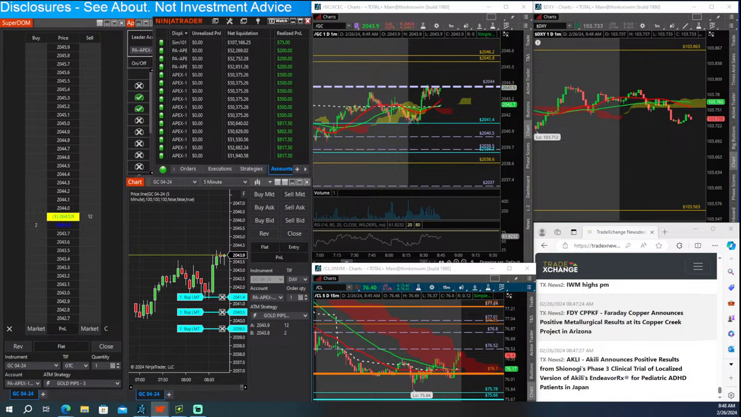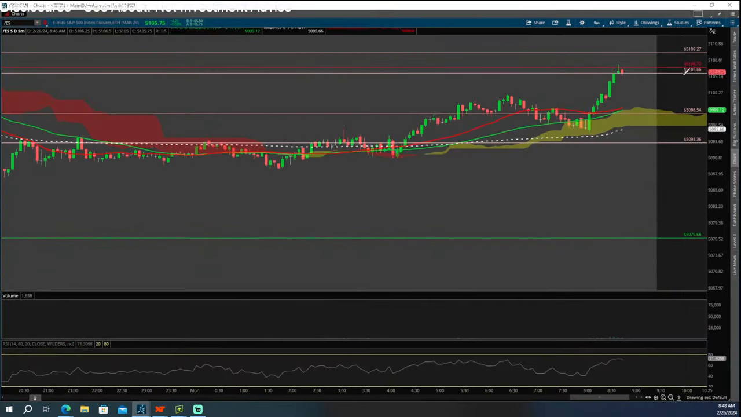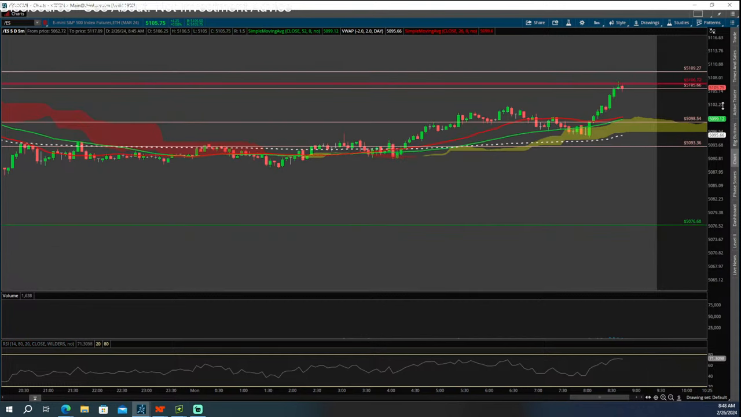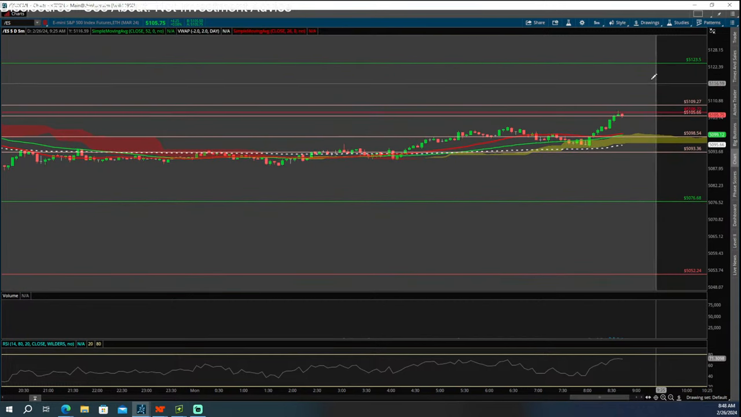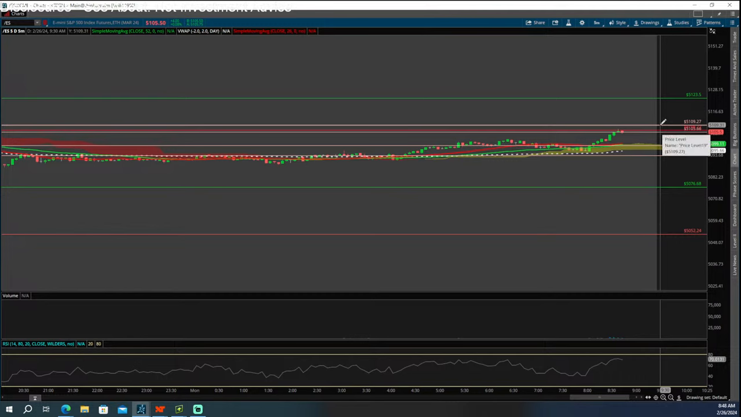Alrighty, let's see what's happening here in ES. These are really 1 hour. This was yesterday's 1 hour imbalance, high and low. And these were yesterday's last hour high, last hour low. So just using those right now.